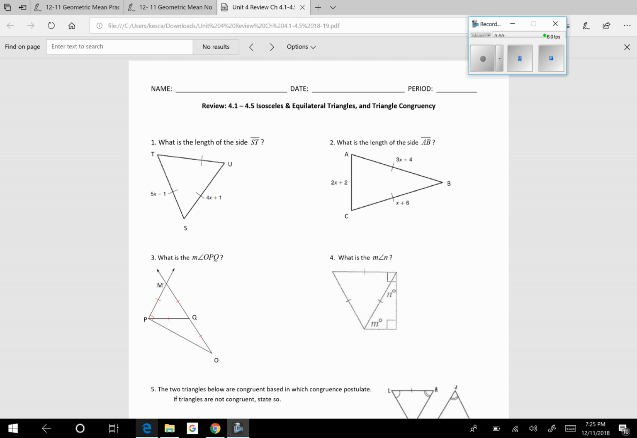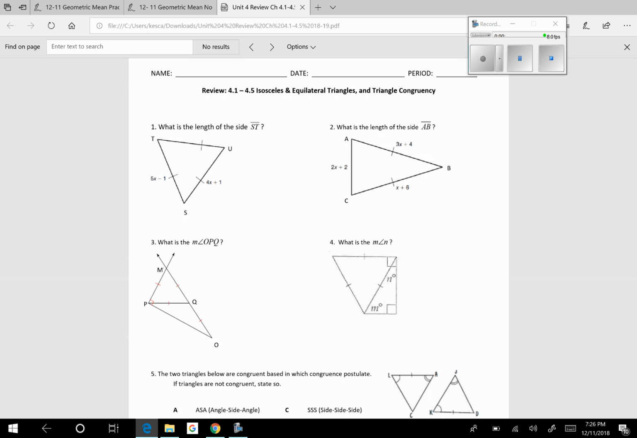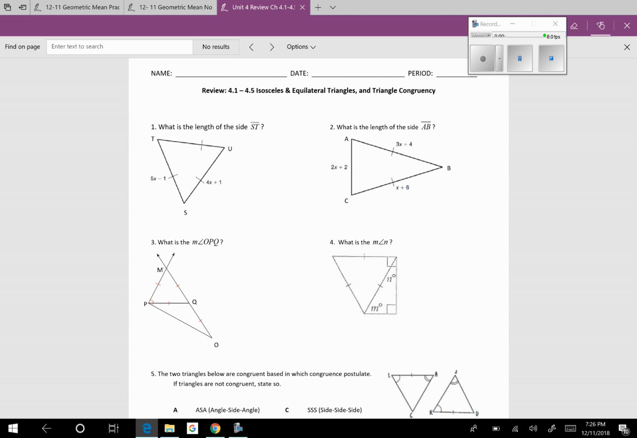All right, so we're going to go over all the problems on this review. I'm going to work them out one by one. First one, it says, what is the length of side ST? ST is this side right here, and we can tell from these markings that all three sides are going to be equal to each other.